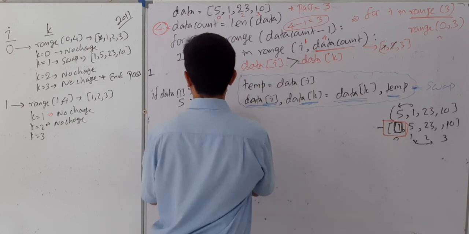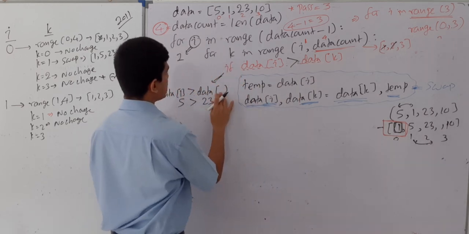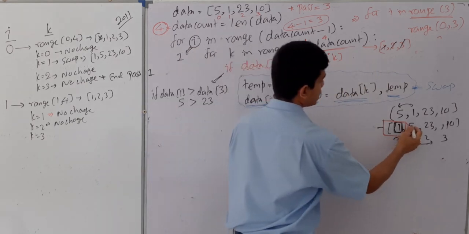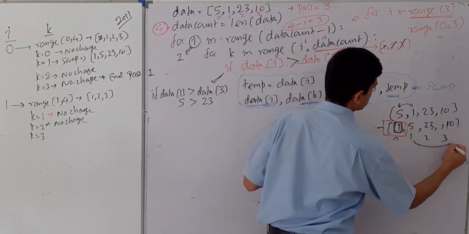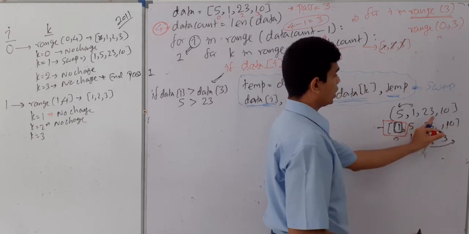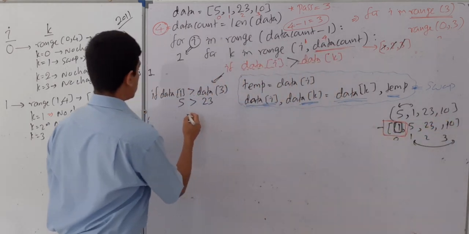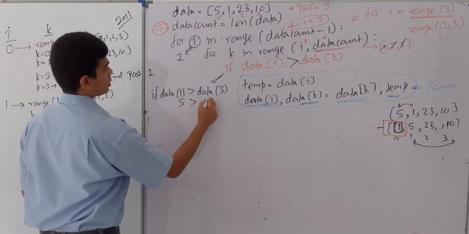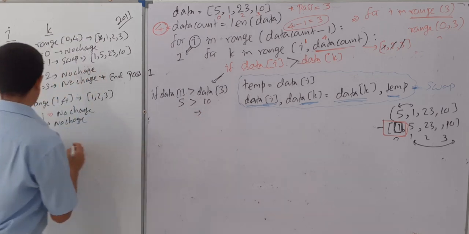Right. So no need to swap it. K is going to be 3 now. Then we compare this item with this. Should we swap it? No need. 5 is smaller than that one, so again no change takes place. 5 is compared with 10. Still no change.